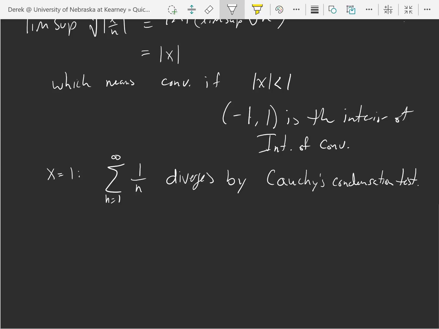I look at the first one, and then the next 2, and the next 4, and the next 8, and that shows that I've got an unbounded sequence here. Monotonic and unbounded, it must diverge.